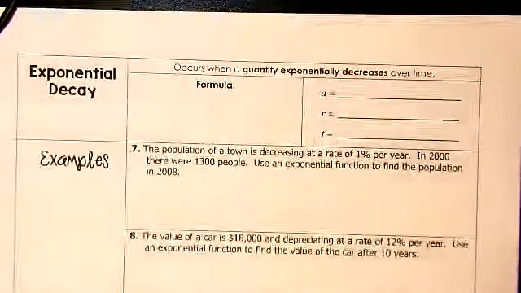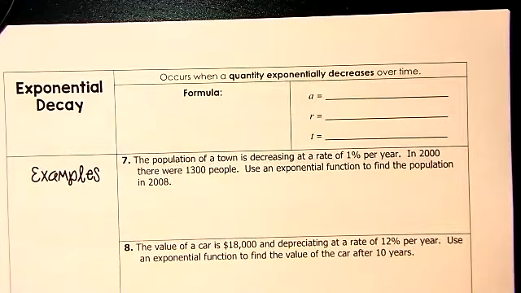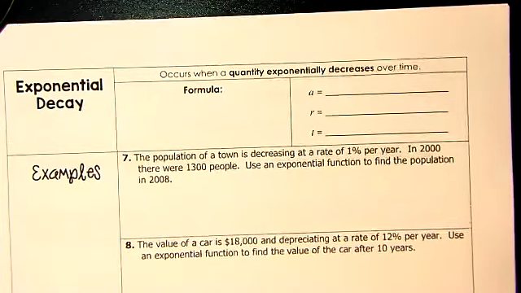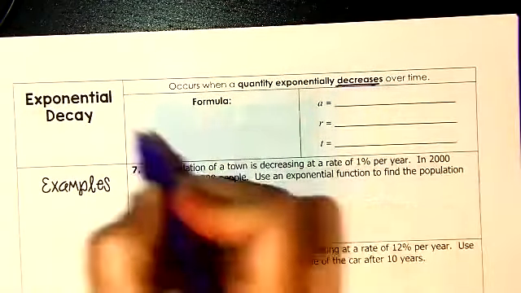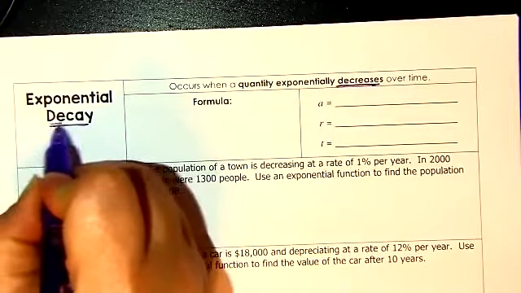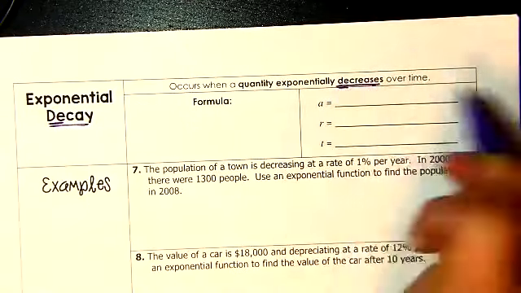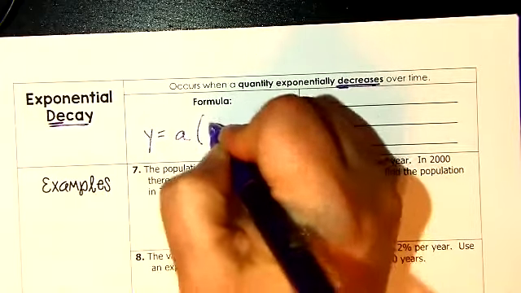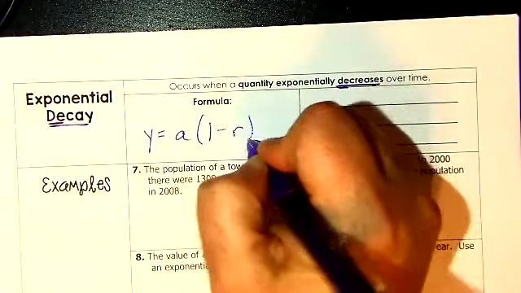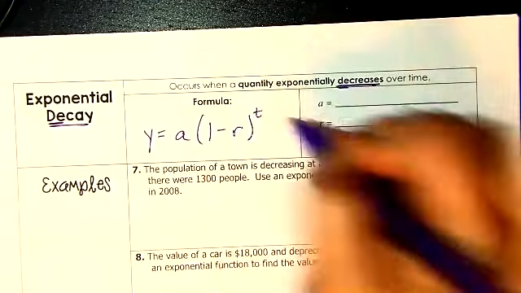Okay, now we move on to exponential decay. It's a similar process, we just change the formula up a little bit, which means we change from a plus to a minus, because we decrease. It's a decay. Notice the DE. My formula is y equals a, open parentheses, 1 minus r, close parentheses, raised to the t.